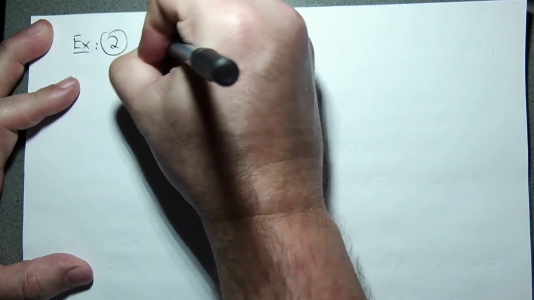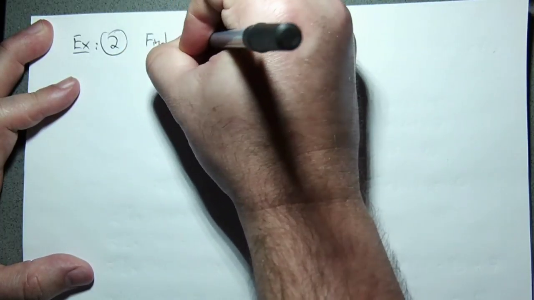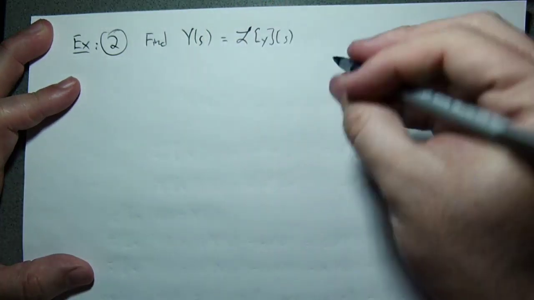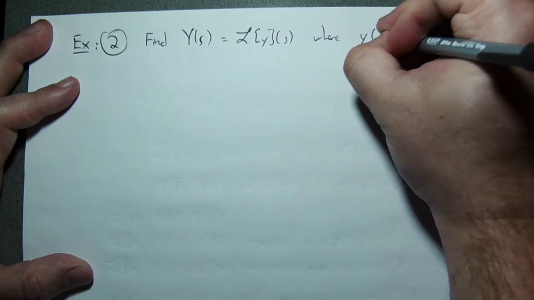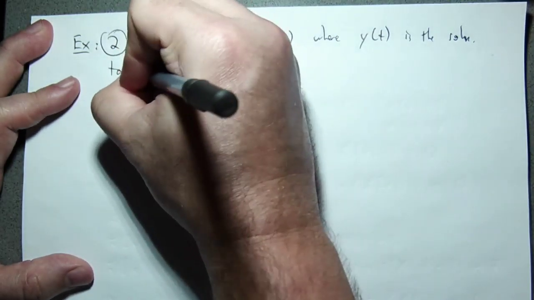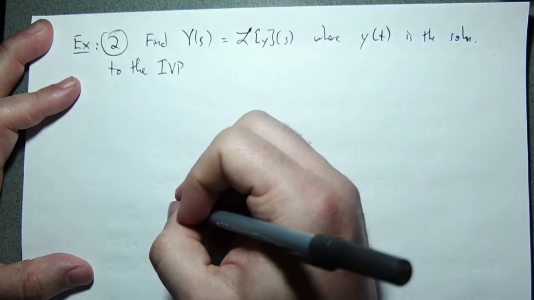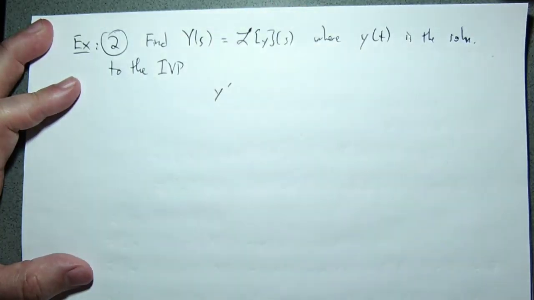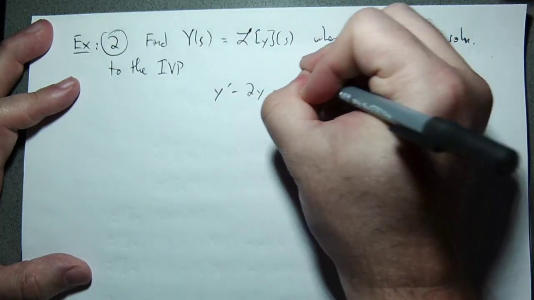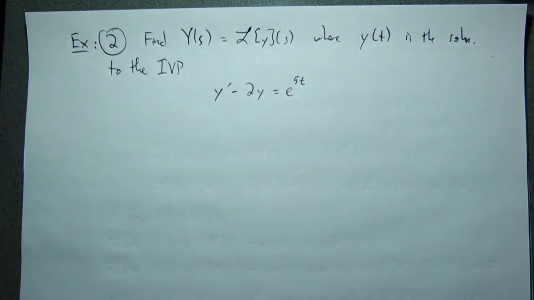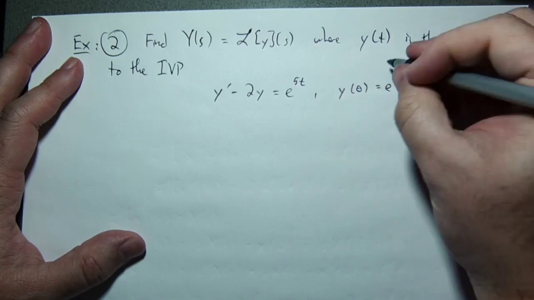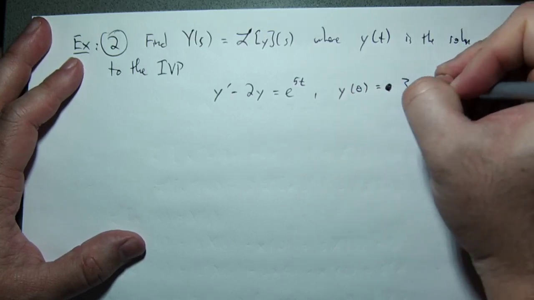Find the Laplace transform big Y of s, which is the Laplace transform of little y of t, where little y of t is the solution to the IVP. It's the following: y prime minus 2y is e to the 5t, and y of 0 is 3.